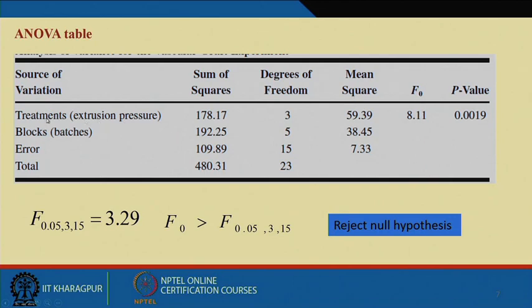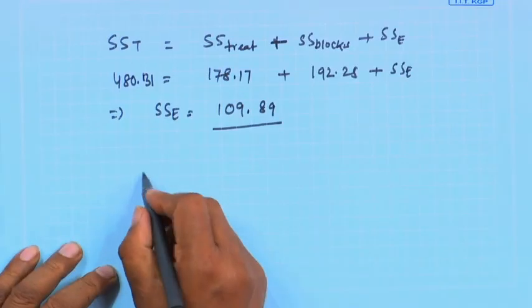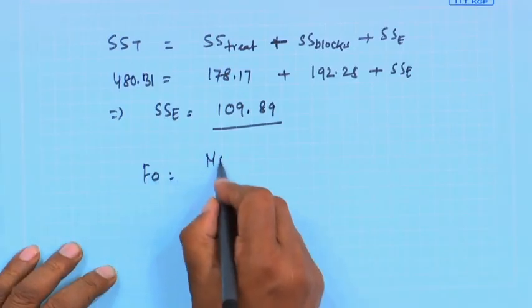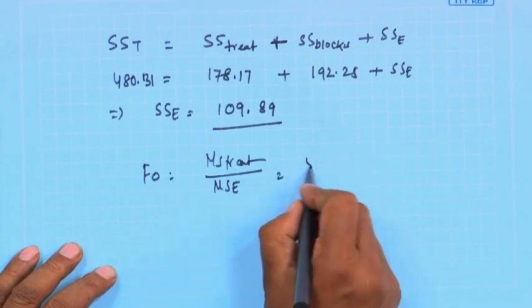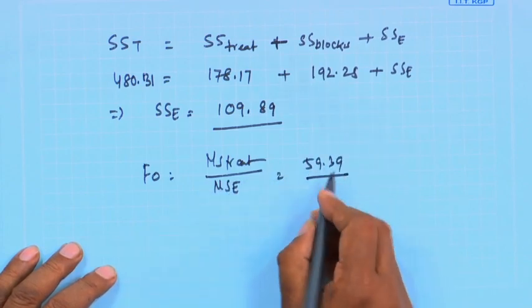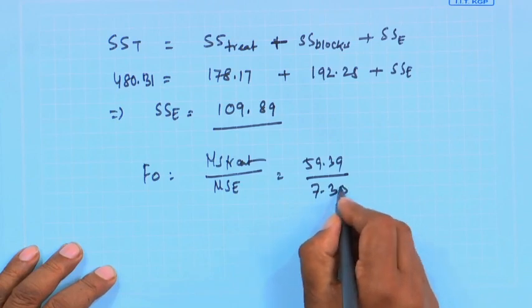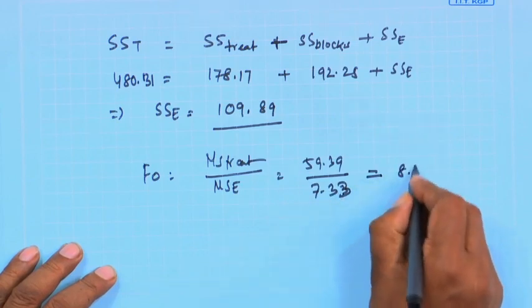F0 is MS treatment by MSE, 59.39 by 7.33, which will be 8.11. So, F0 is MS treatment divided by MS error, which is 59.39 by 7.33, equal to 8.11.